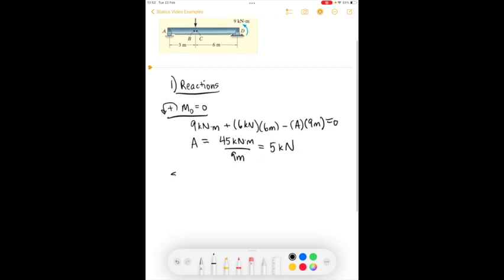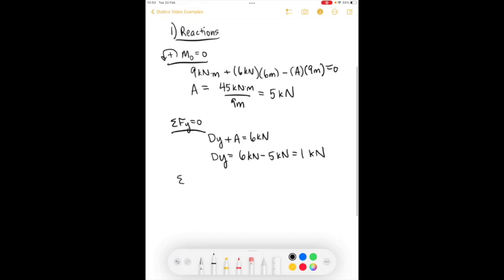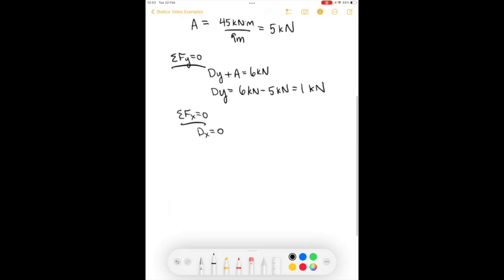Next, we can sum the forces in the y direction. We can solve for Dy. Dy is equal to 1 kilonewton. And by considering the forces in the x direction, we see that Dx is equal to 0. Now that we have our reaction forces, we can start by cutting sections.